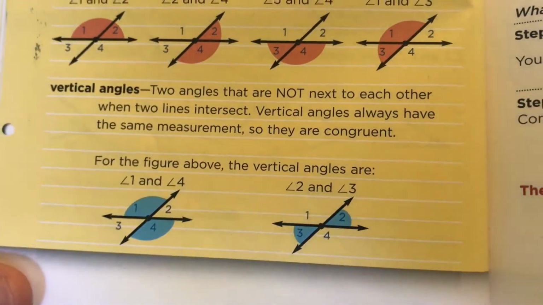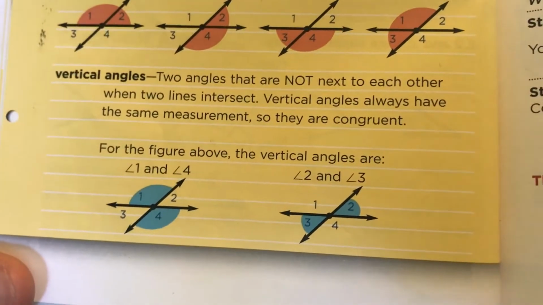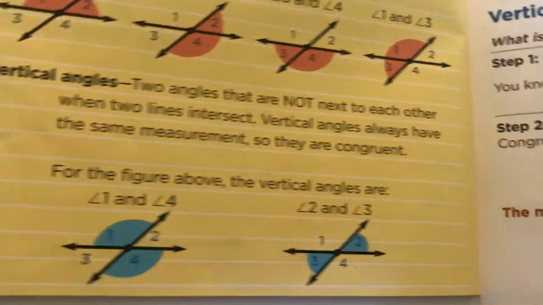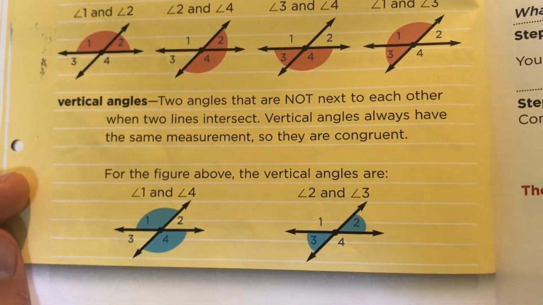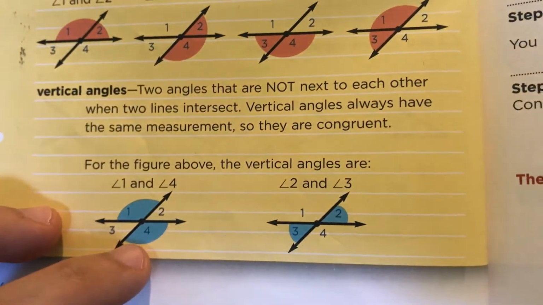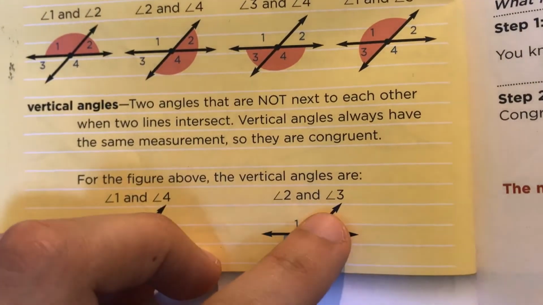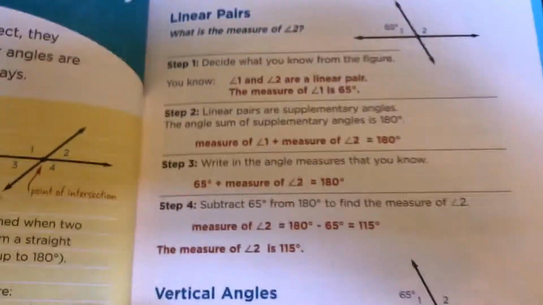Vertical angles: two angles that are not next to each other when two lines intersect. Vertical angles always have the same measurement, so they are congruent. For the figure above, the vertical angles are 1 and 4, and then 2 and 3.